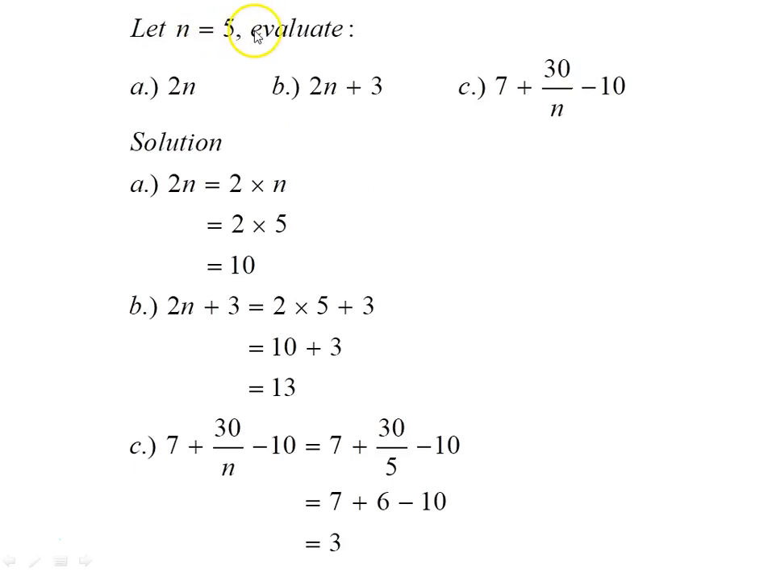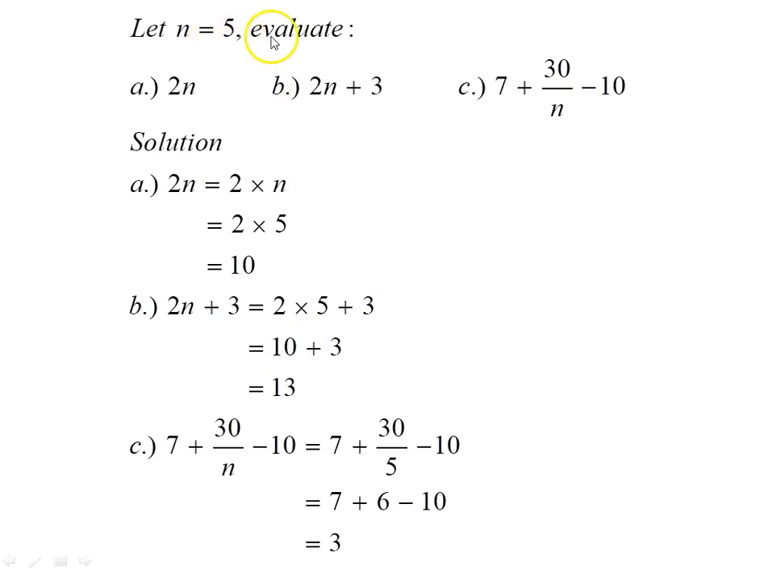Now, let n equals 5, and then we want to evaluate this expression here. Part A is 2 times n. So where the n is, we're going to replace that with n equals 5. So 2 times n equals 2 times 5 equals 10. Next expression, 2n plus 3. Remembering that n equals 5, so 2n plus 3 equals 2 times 5 plus 3. That gives us 10 plus 3 is 13.